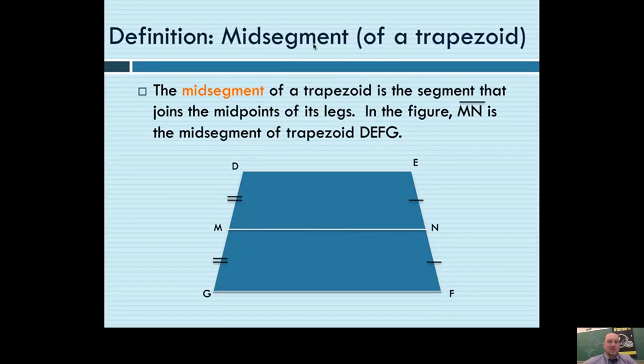This video is for section 8.5. It's on trapezoids. We're going to look at what's called the mid-segment of a trapezoid. The mid-segment of a trapezoid is the segment that joins the midpoints of its legs.